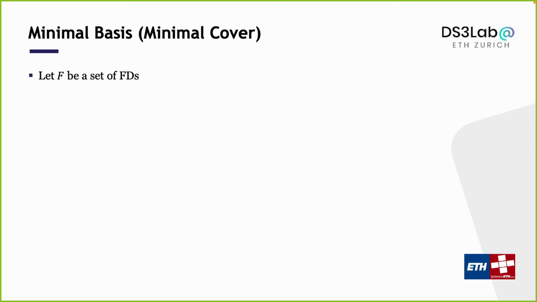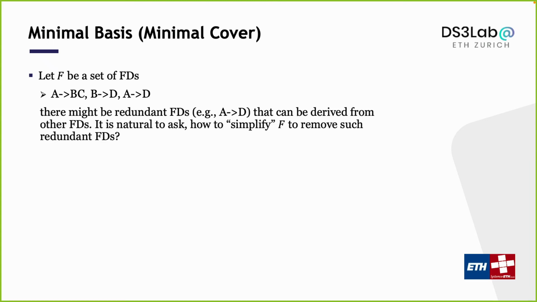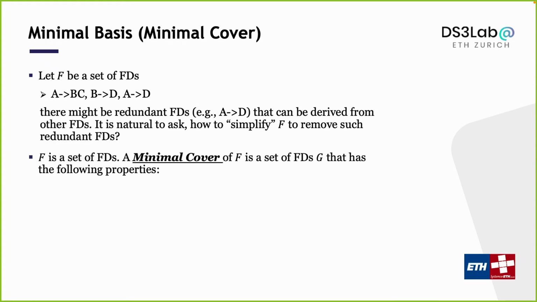Assuming we have F as a set of functional dependencies, right? So just look at this very simple example. I have A decides BC, B decides D, and A decides D, for example, right? So this is actually not that unique, in the sense that I do not really need A decides D, because I can derive that from the first two functional dependencies, right? So there is actually redundancy here. And how can we simplify this F to remove those redundant functional dependencies?